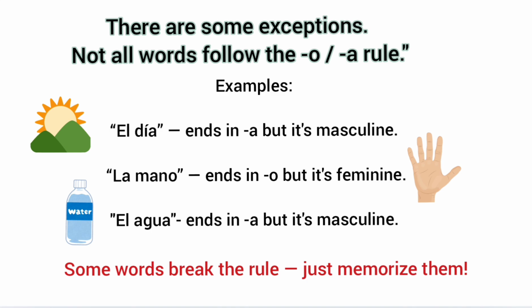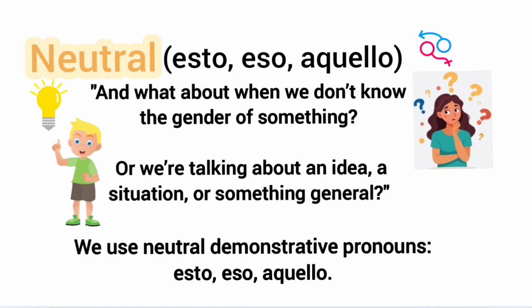El día ends in A, but it's masculine. La mano ends in O, but it is feminine. And this is the last one. El agua, that ends in A, but it is masculine. And finally, neutral. Esto, eso, aquello.